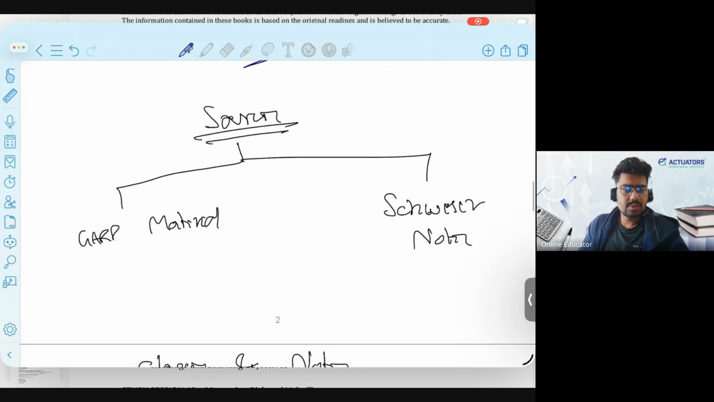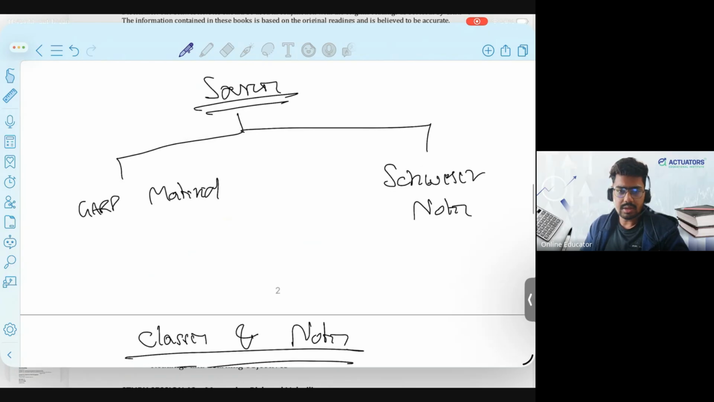Now there are 2 different sources. One is GARP material, another is Schweser notes. We are going to learn from Schweser notes, and if something is not covered in Schweser notes, I will teach you separately using GARP material. So you don't need to worry about it. But Schweser notes are the ones that we are going to prefer. Kaplan Schweser.